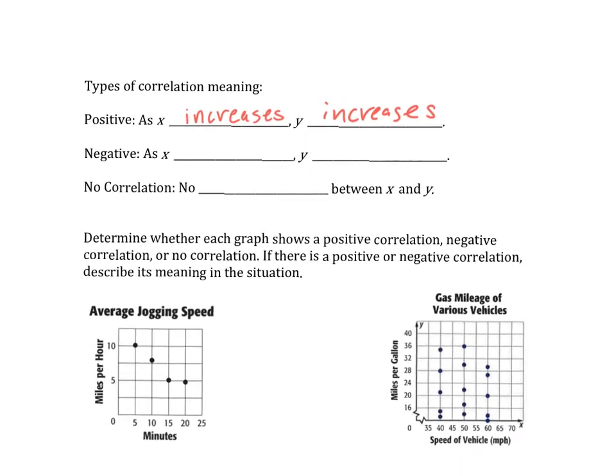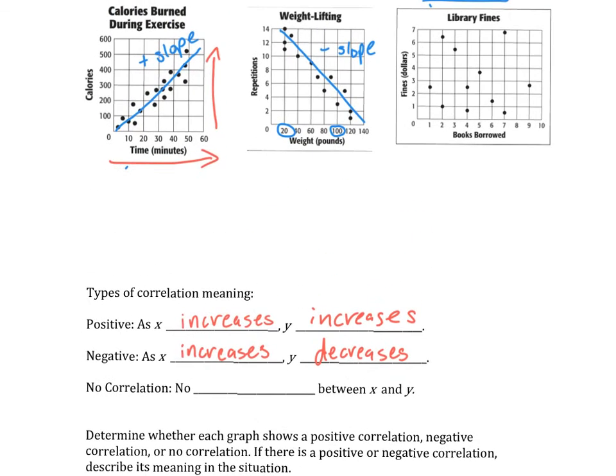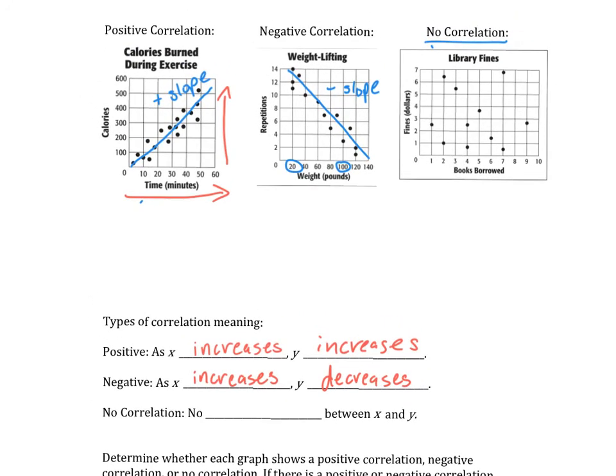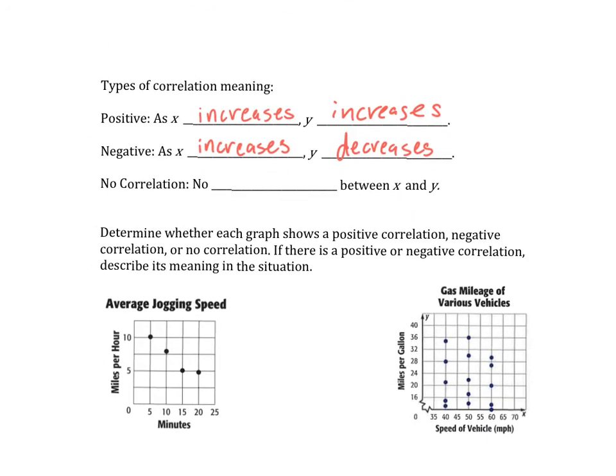Negative is the opposite. So as x, our independent variable, increases, then y, our dependent variable, will decrease for a negative correlation. Like in this one, the more weight you use, the fewer repetitions you can do. And then no correlation means that there's no relationship between x and y.